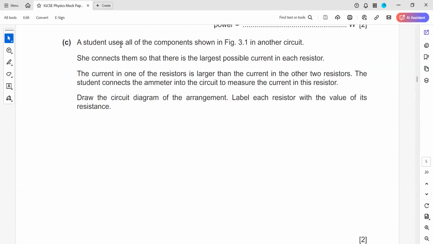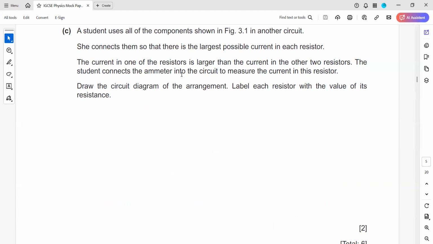A student uses all the components shown in figure 3.1 in another circuit. She connects them so that there's a large current possible in each resistor. So if we want a large current, we want the circuit resistance to be low.